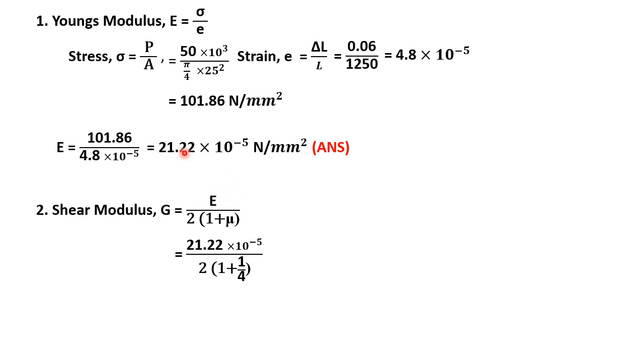G is equal to 21.22 into 10 to the power minus 5 upon 2 into 1 plus mu, and we have already known the value of mu, that is 1 by 4. So after equating, we'll get G is equal to 8.48 into 10 to the power 5 Newton per mm square.